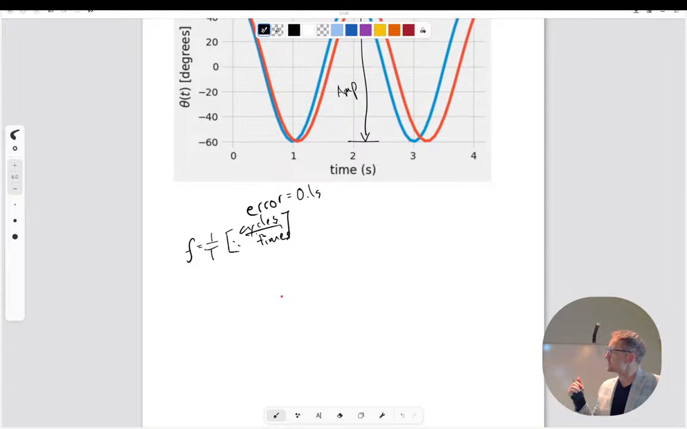Yeah, so if it's a 2-second time period, what is the frequency? That's 1/2. So it goes half a cycle per second. It makes sense too that it's roughly half the size.